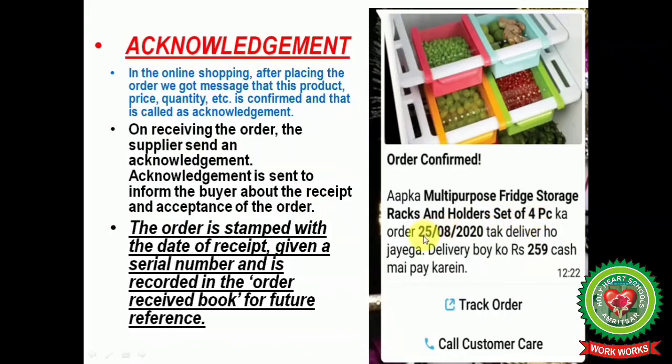They will provide a date of delivery with the amount, and in this way the acknowledgement is given in a home trade also. So on receiving the order, the supplier sends an acknowledgement. Acknowledgement is sent to inform the buyer about the receipt and acceptance of the order. So the order is stamped with the date of receipt, given a serial number, and is recorded in the order received book for future reference. So this is called an acknowledgement.